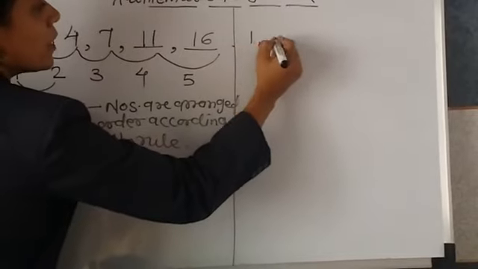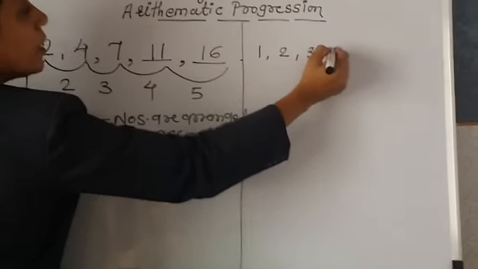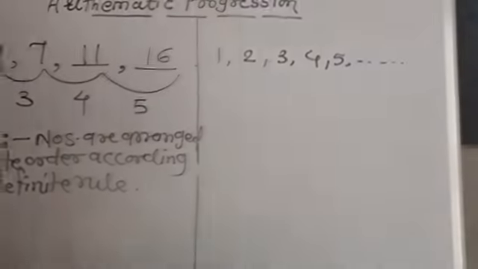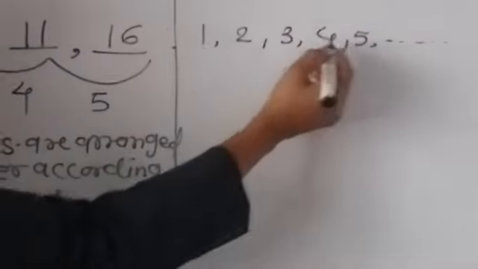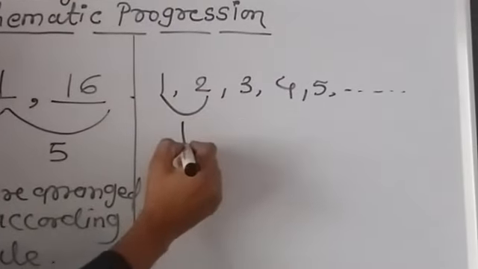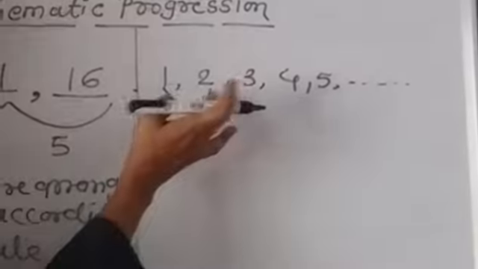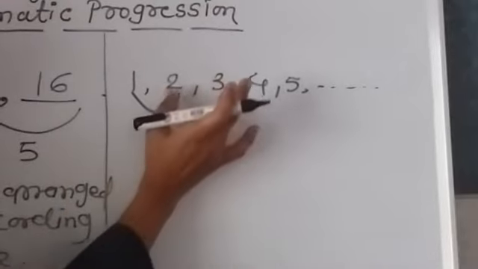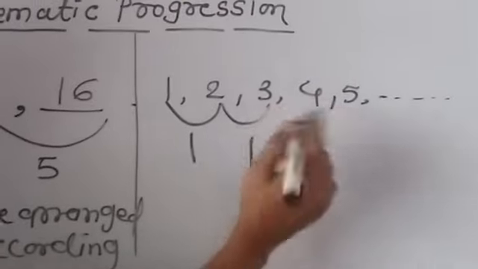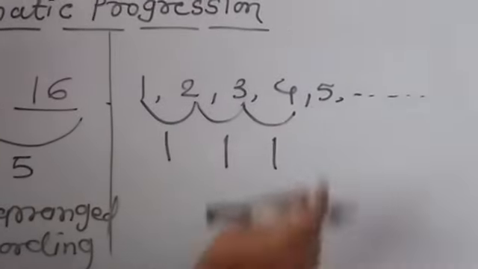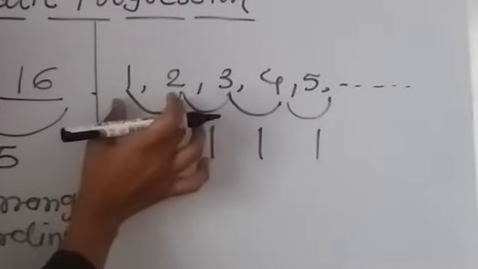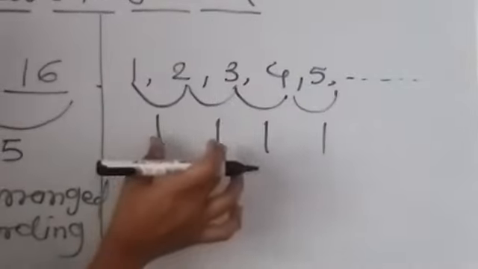So students, see the next number series. Here 1, 2, 3, 4, 5 and so on. The difference between these two numbers is 1, which means the next number is increased by 1. The next number is also increased by 1, and the next number is also increased by 1. Here the difference between each number is 1.